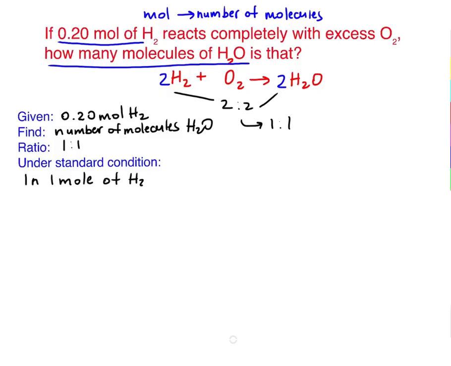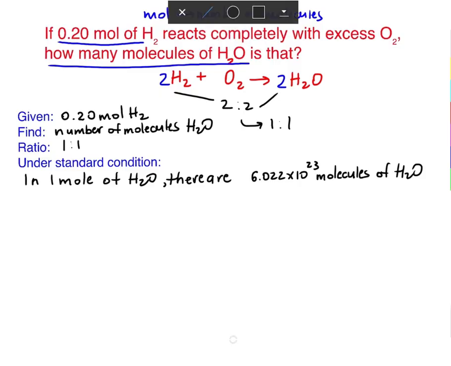And then under standard condition here, you need to find the number of molecules of H2O. So the standard condition will change here. Now you don't need molar mass, but you need the number of molecules in 1 mole of H2O. So in 1 mole of water or 1 mole of H2O, there are 6.022 times 10 to the 23 molecules of water. That's also called Avogadro's number. Any molecule in 1 mole of water, hydrogen, oxygen, nitrogen, anything, it contains that amount of 6.022 times 10 to the 23 number of molecules.